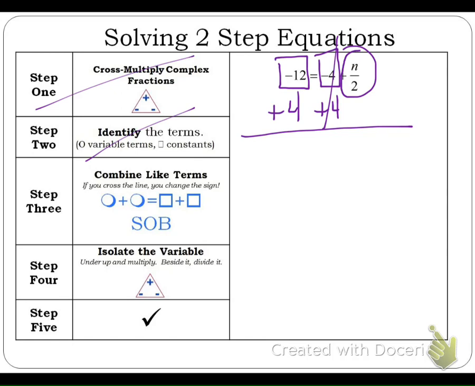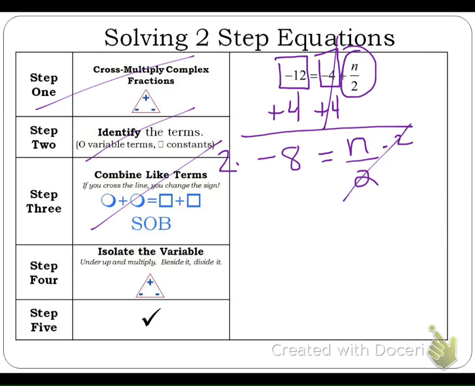I'm going to work my way from left to right. So negative 12 plus 4, those are opposite signs, so I have to subtract. 12 minus 4 is 8, but the bigger sign wins. Don't forget that part. Negative 8 is equal to, and the n over 2 just comes straight down. We can't do anything with it yet. So we finished combining our like terms. Now we need to isolate the variable from its coefficient. The coefficient of n is 2, and it's under our variable, so we have to move it up and multiply.